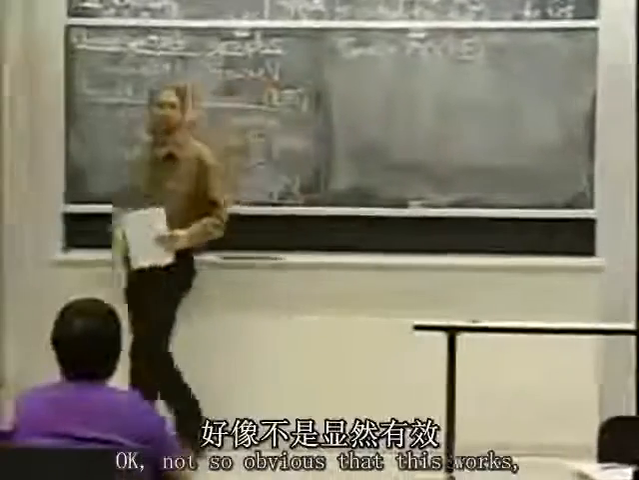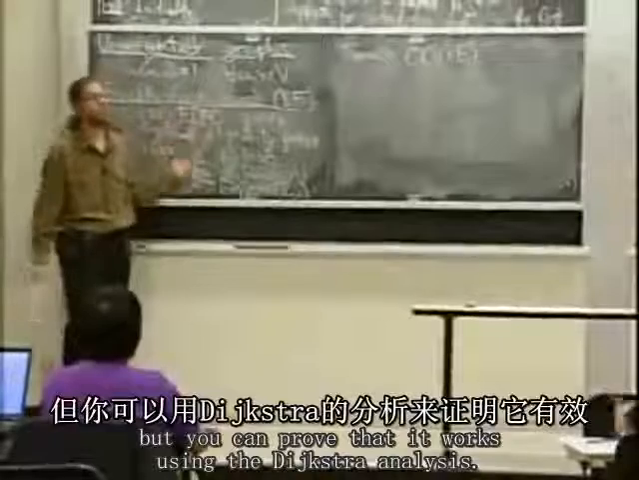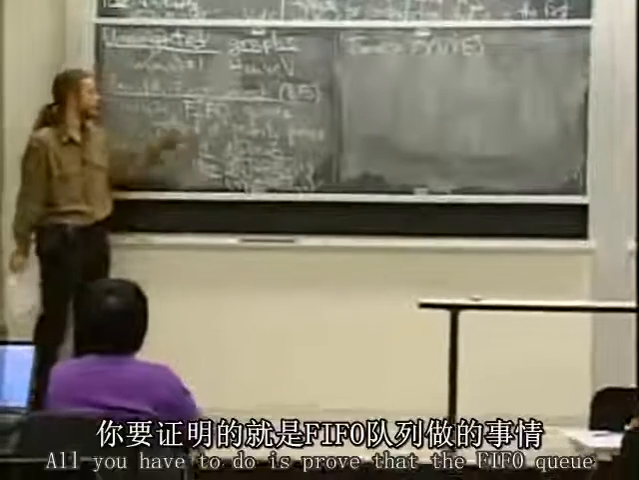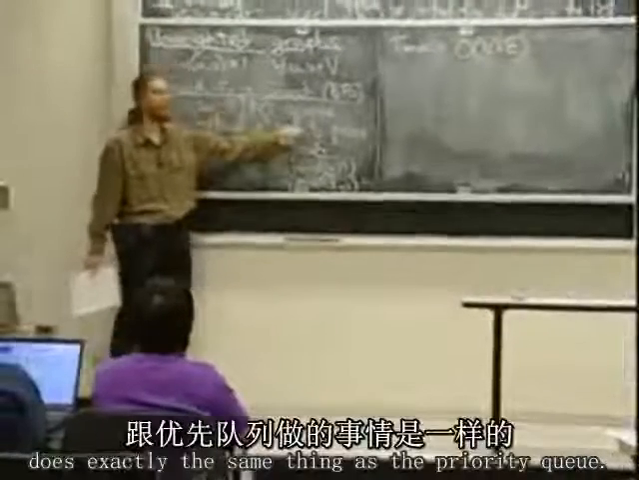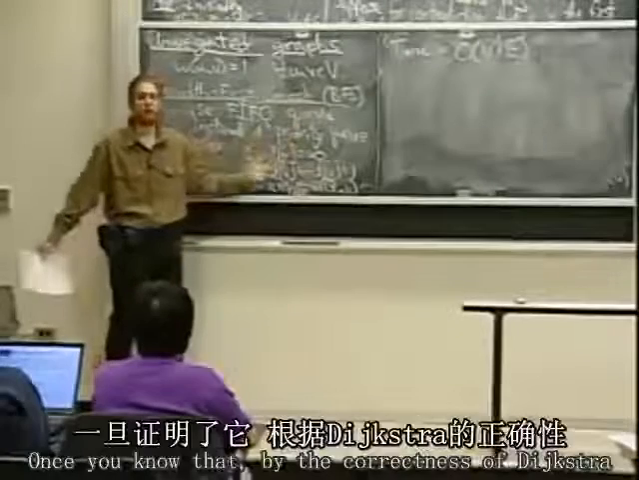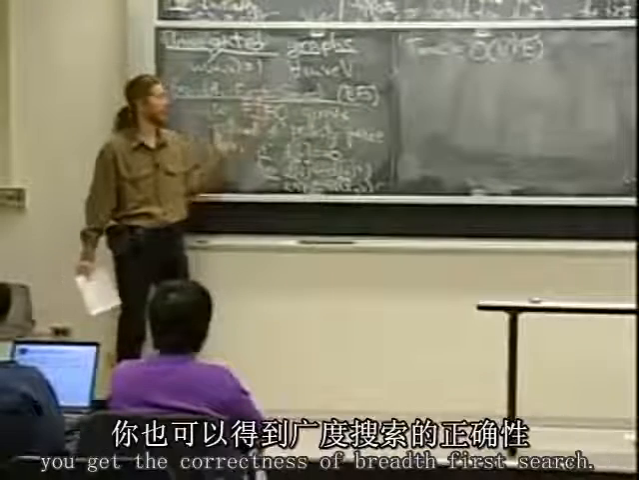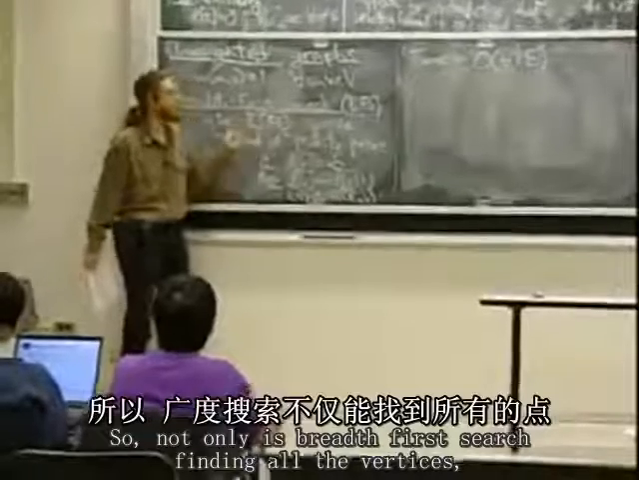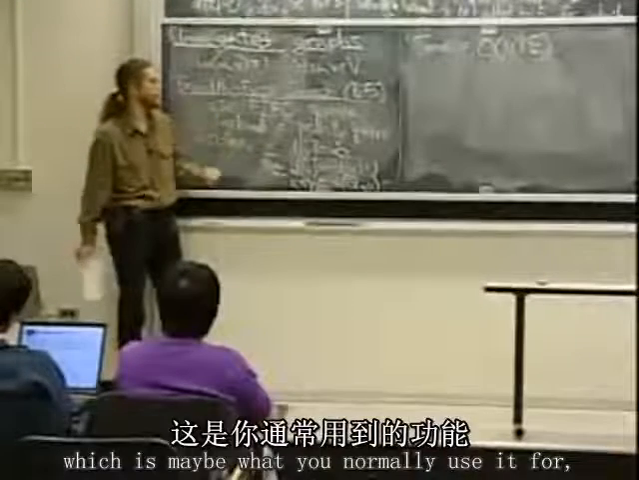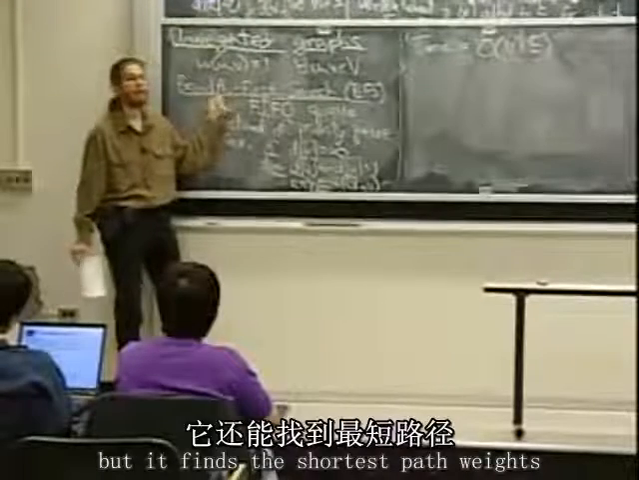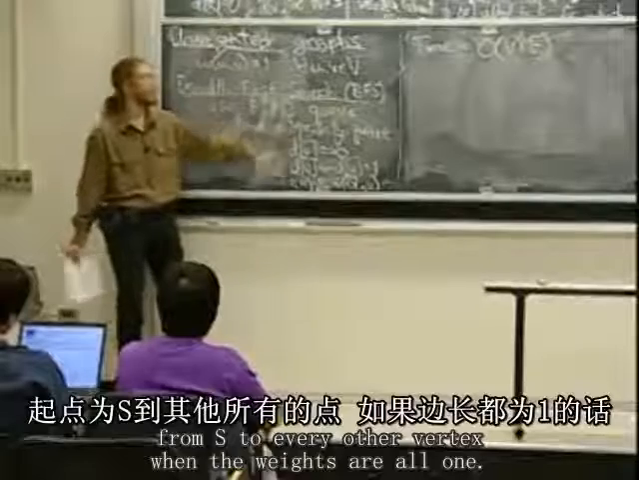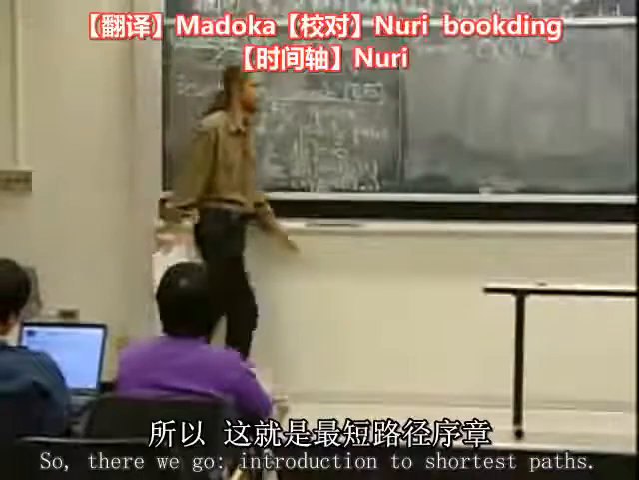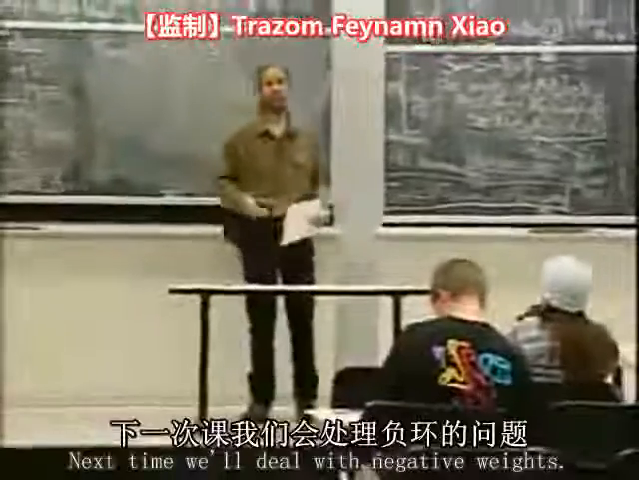Okay, not so obvious that this works, but you can prove that it works using the Dijkstra analysis. All you have to do is prove that the FIFO queue does exactly the same thing as a priority queue. Once you know that, by the correctness of Dijkstra, you get the correctness of breadth first search. So not only is breadth first search finding all the vertices, which is maybe what you normally use it for, but it finds the shortest path weights from s to every other vertex when the weights are all 1. So there we go. Introduction to shortest paths. Next time we'll deal with negative weights.